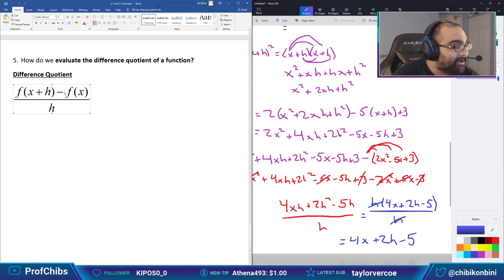Yeah, it's because of that minus f of x in the formula. That's why we're always going to distribute that minus sign. That'll be a given, but I wanted to show off exactly why that's happening here.